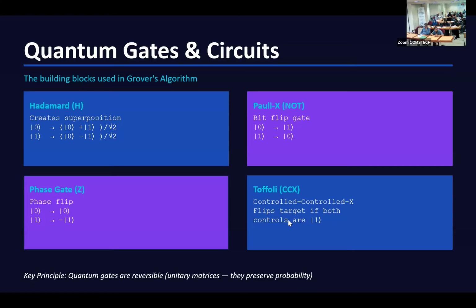Next is the Toffoli gate. That is basically the CCX gate. That is, you have 2 control qubits and 1 target qubit. In that case, if both of the control states are 1, then it's going to flip the target. So all the quantum gates are basically unitary, they preserve the probability, and they are reversible.